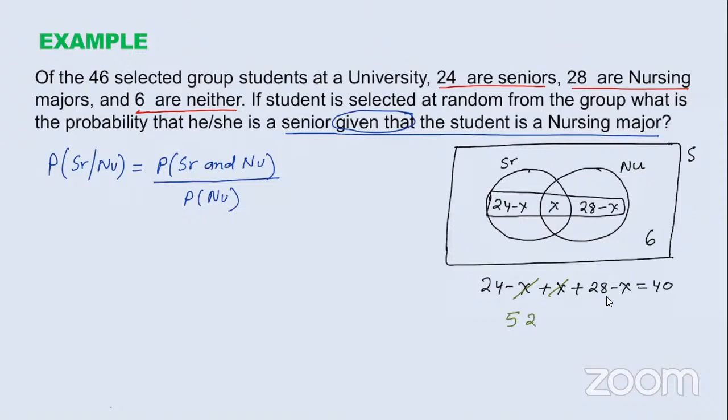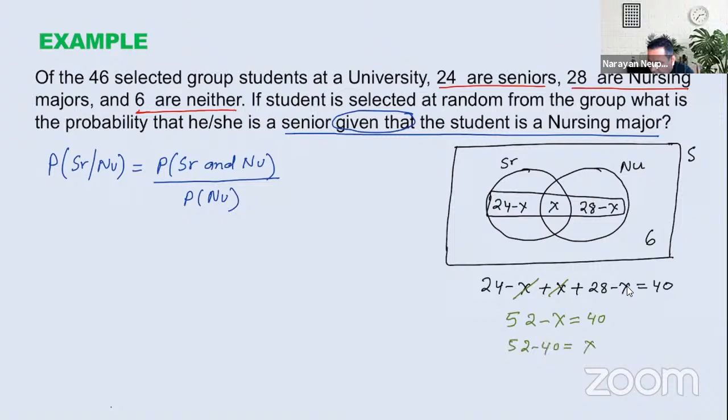52. And then here is minus X equal to 40. So if I bring that 40 to the left hand side, that will be negative. And if I move the X over, that will be positive. So that means X equal to how much? 12, right? X equal to 12. So when you solve this equation, with basic algebra, the value of X is 12. That's what we are looking for. How many students are senior and also nursing? The common part, senior and also nursing, was X. So that is 12. So we are going to plug that value here and we'll get the result quickly.